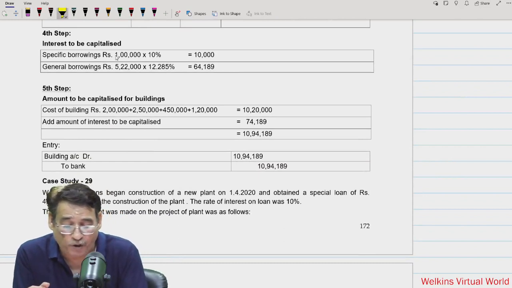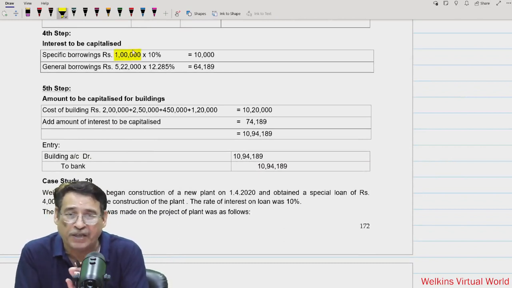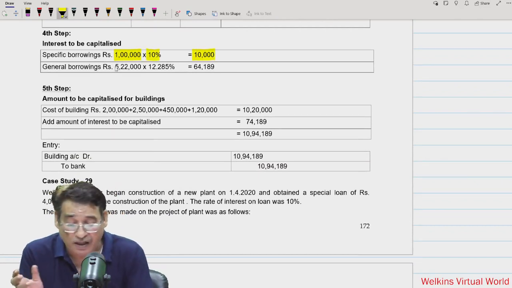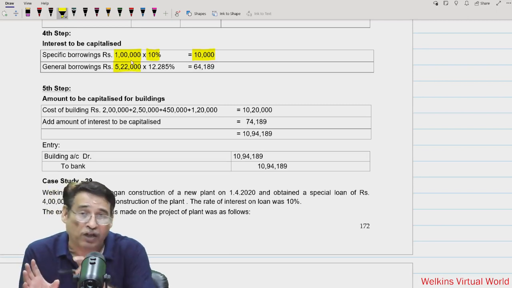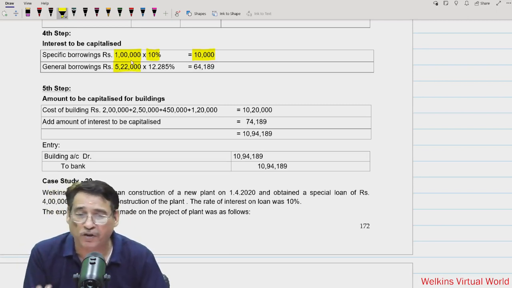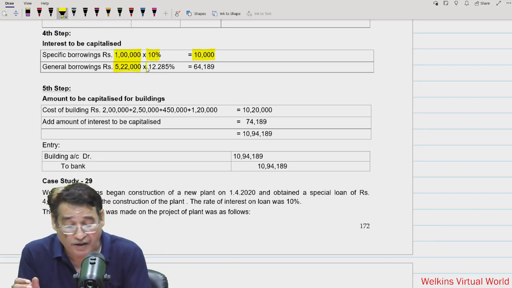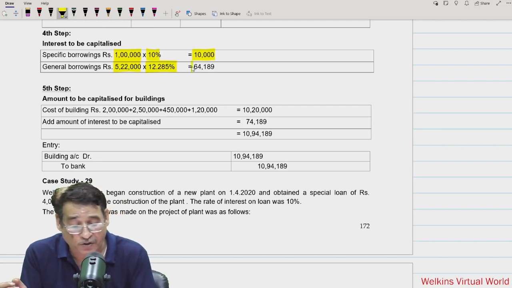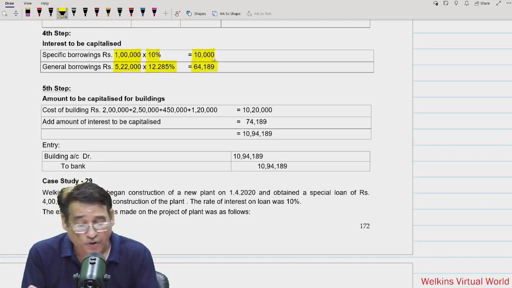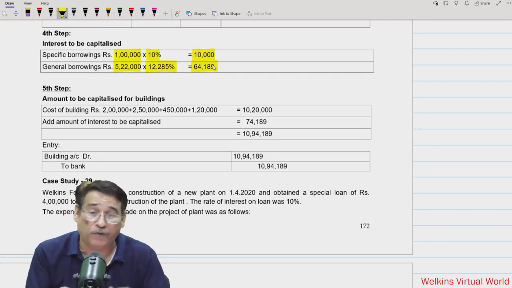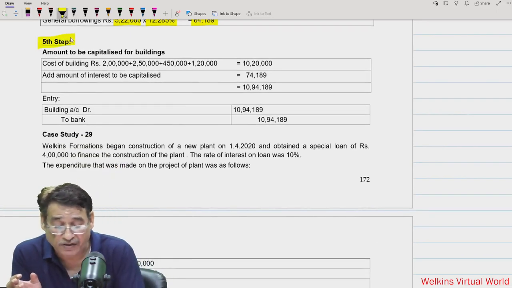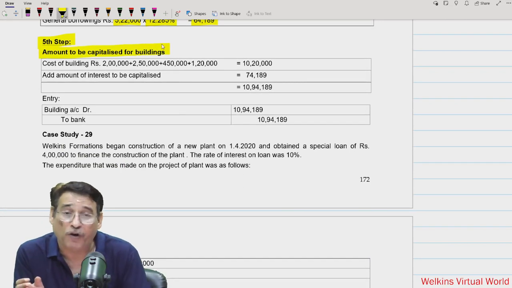So specific borrowings, because you have used 1,00,000 worth of specific borrowings, so simply you will take the 10%, 10,000 will be capitalized. And out of general borrowings of 14,00,000, you have used 5,22,000 for the construction of the building, and the rate of interest of the general borrowings is 12.285, average rate of interest, so 64,189. So total interest which you are going to capitalize will be 74,189.